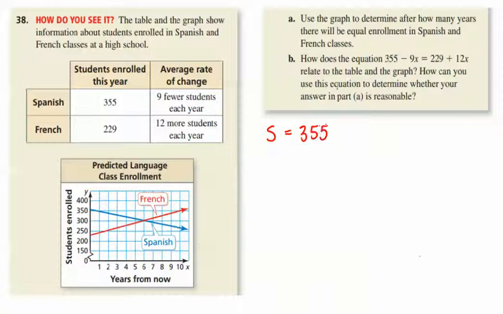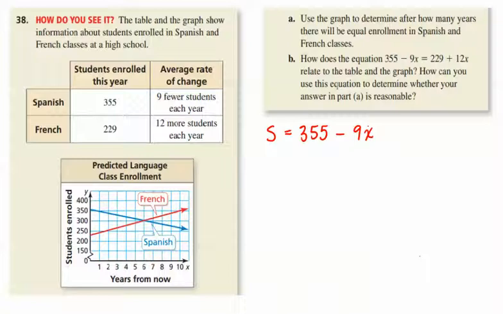similar to problems that we've done earlier, you have a one-time amount. In this case, it's the starting amount. And then subtracting 9 times the number of years. And that should tell us what the enrollment in Spanish classes is for so many years after the current year, or what the graph says as years from now.